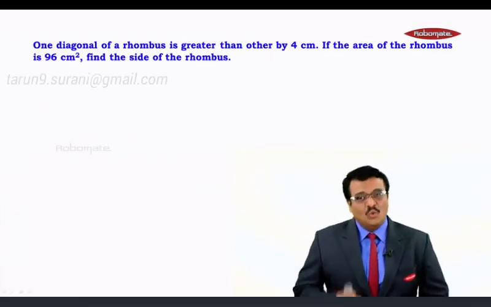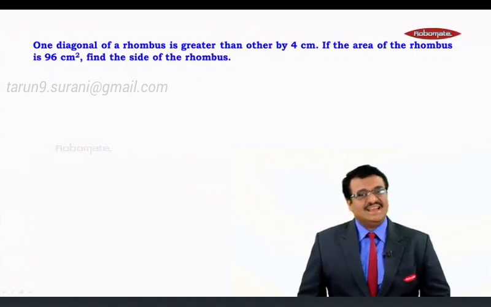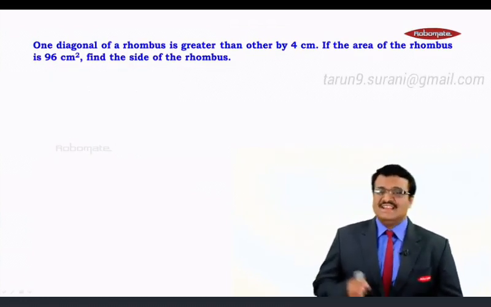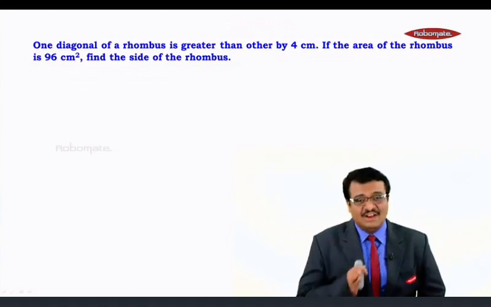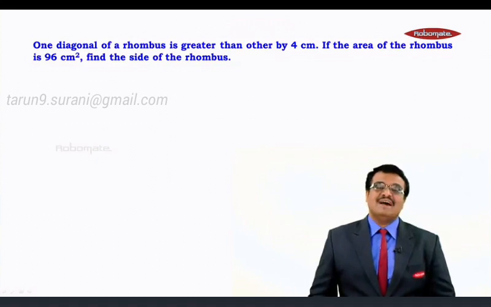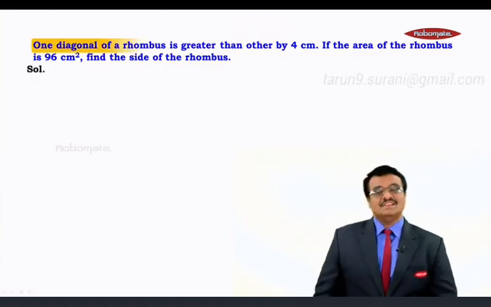Problem on rhombus. So let us start the question. One diagonal of a rhombus is greater than the other by 4 centimeter. If the area of the rhombus is 96 centimeter square, find the side of the rhombus, is the question. Diagonals are compared and the question is find the side of the rhombus, right? So let us take up.